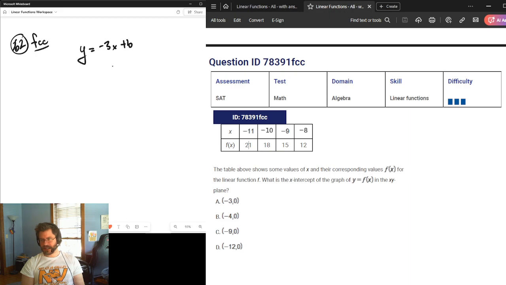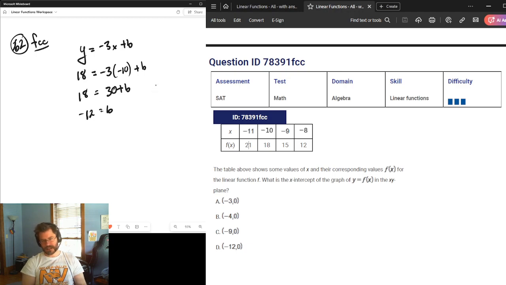Let's say easy one, negative 10 and 18. So negative 3 times negative 10 plus b equals 18. This is going to give us the y-intercept. So negative 3 times negative 10 is positive 30 plus b equals positive 18. My kids are getting home, so I bet I'm going to be interrupted here. That's going to give us negative 12 is the b value, but that's not what they want.